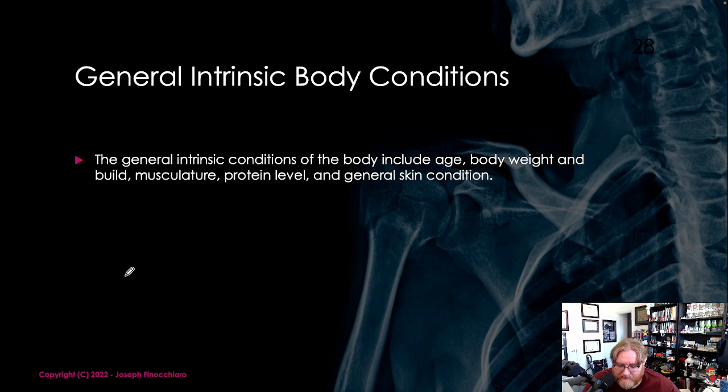So first up, general intrinsic body conditions. Intrinsic conditions of the body include age, body weight, build, musculature, protein level, and general skin condition.